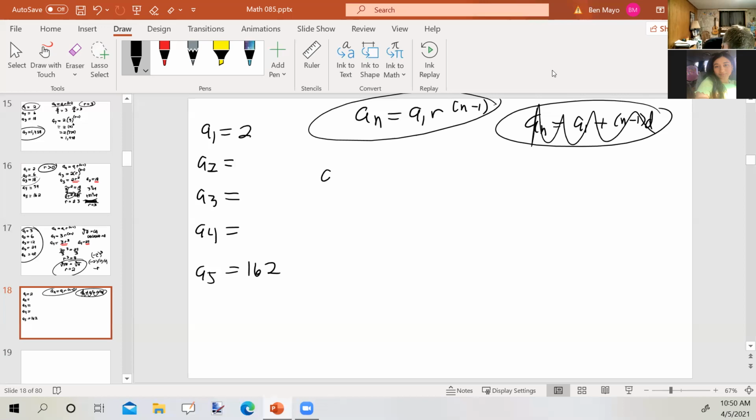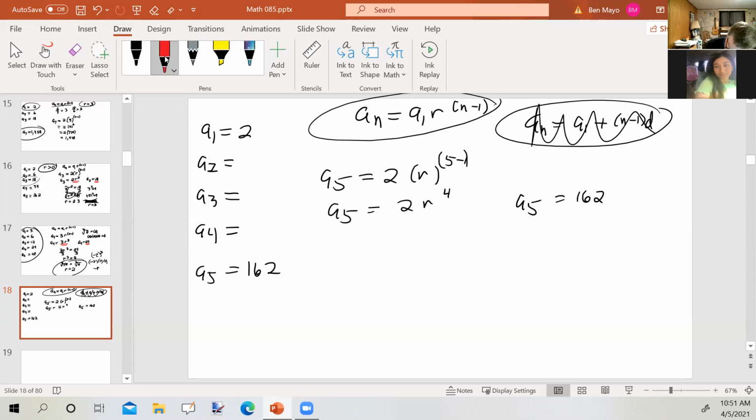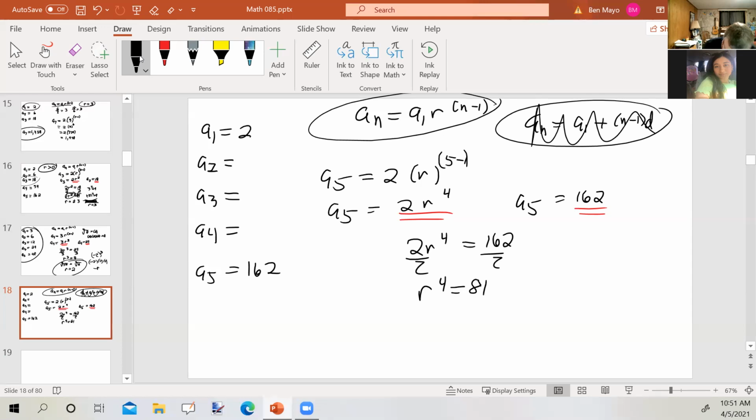So let's see. We know that a sub 5 is a sub 1 times r to the 5 minus 1 power. So a sub 5 is 2r to the 4th. We also know that a sub 5 is 162. So a sub 5 equals that, and it equals that. So our equation becomes that. Dividing both sides by 2, we get r to the 4th power equals 81. Well, if we take the 4th root of 81, if we take the 4th root of r to the 4th, we get r.